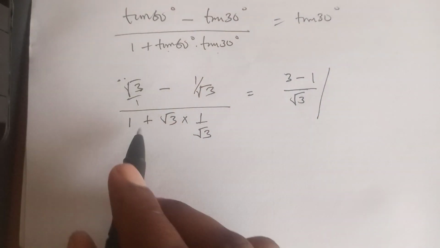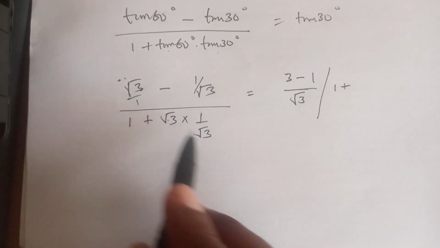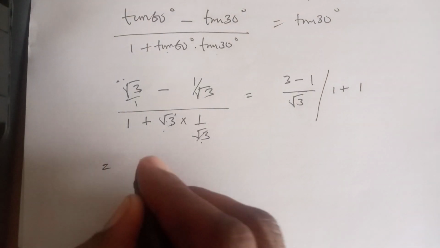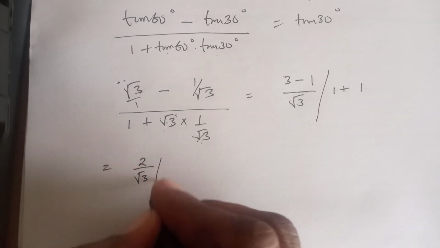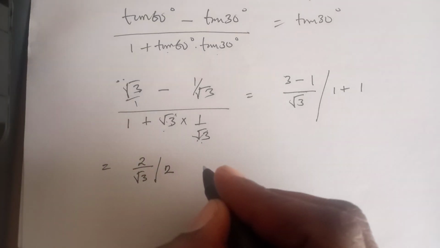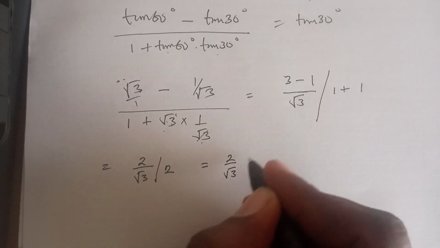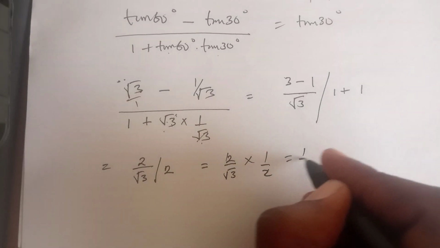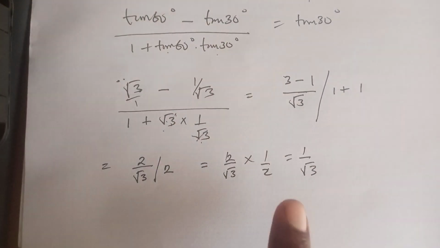Then the denominator will be 1 plus root 3 times 1 over root 3. So this will cancel out, and this will be 1. So we have 3 minus 1, 2, over root 3, divided by 2. So this is equal to 2 over root 3 times 1 over 2. So the 2 cancels, and we have deduced that this is 1 over root 3.